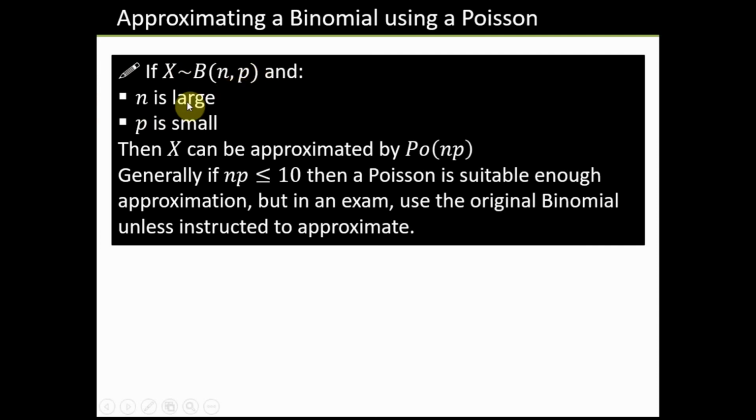So if we go back to the slideshow, what we're saying is that if the binomial distribution has a large n and a small p, then the random variable x can be approximated by the Poisson distribution with the same mean, so the mean np. Okay, now that's quite difficult to judge. As mathematicians, we want something more concrete for our judgment, so this is the rule we tend to go with. Generally, if np is less than or equal to 10, then a Poisson distribution is a suitable enough approximation.